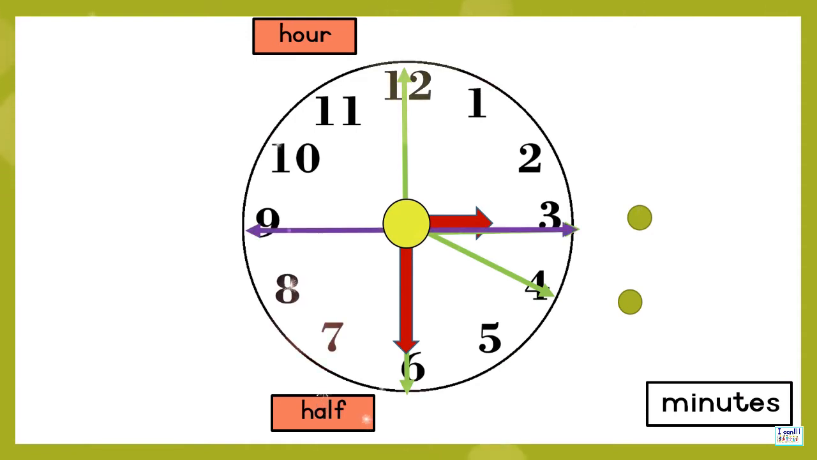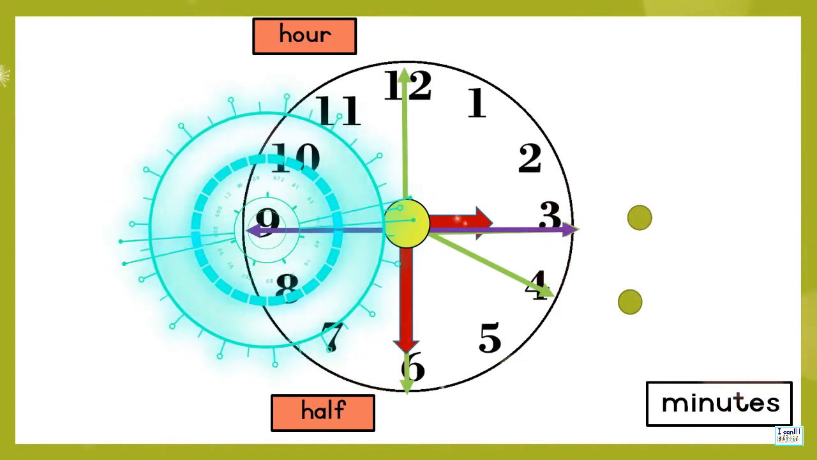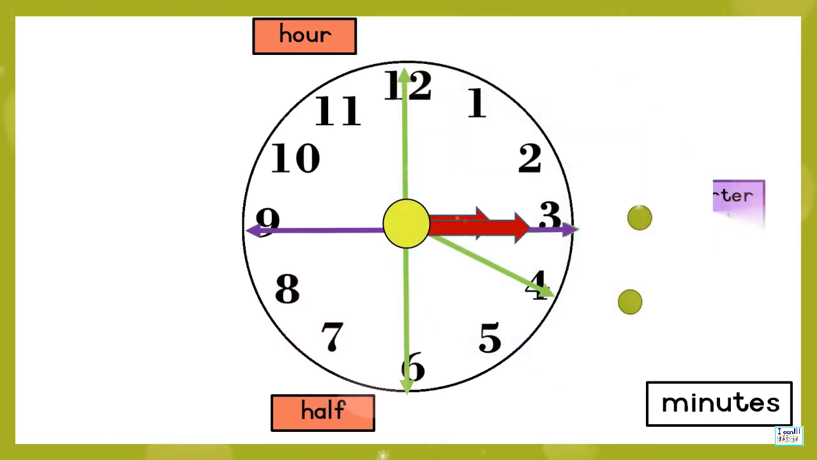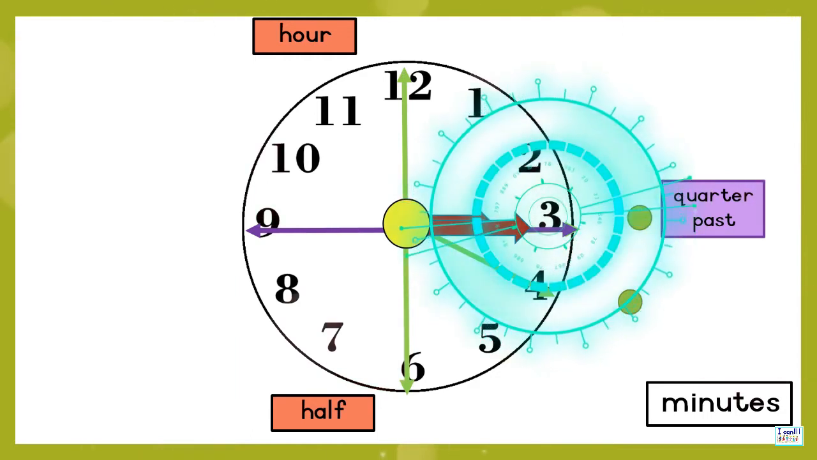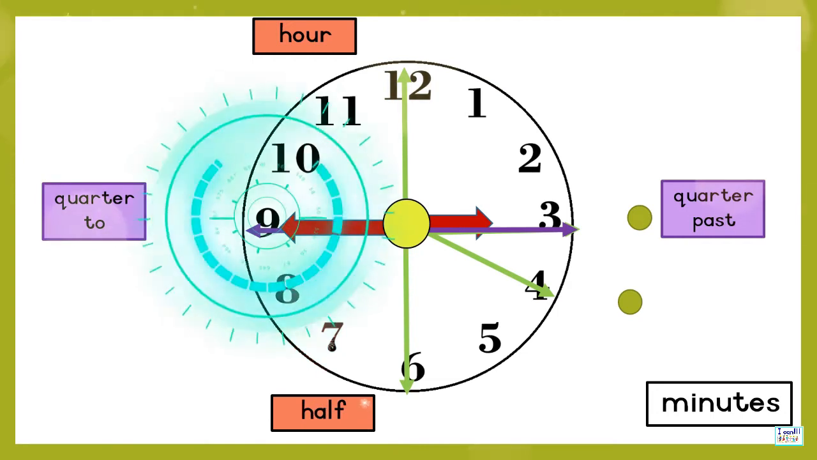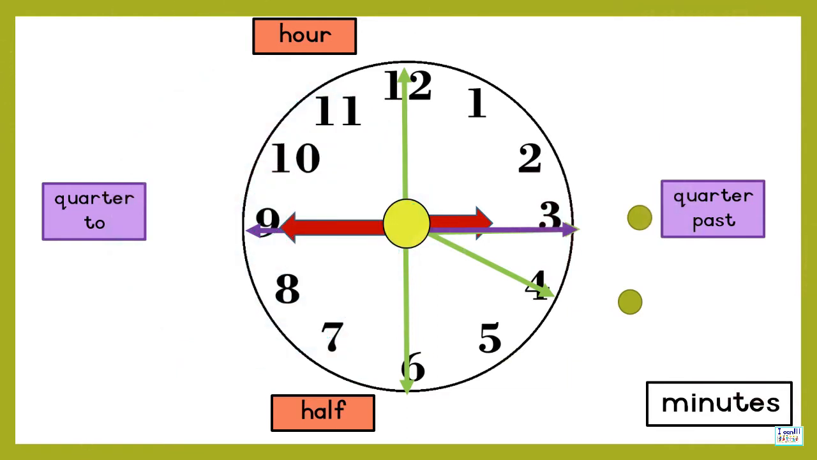We also divided the pizza into quarters. Start at the 9 and go right through to the 3. Now you have quarters. When the long arm points to the 3, then it is quarter past, 15 minutes past the hour. And if the long arm points to the 9, then it is quarter to, 15 minutes before the next hour.